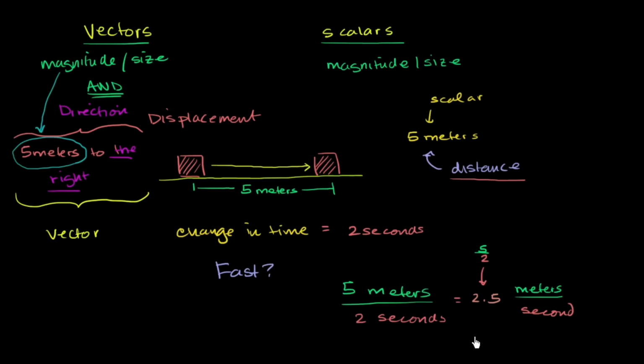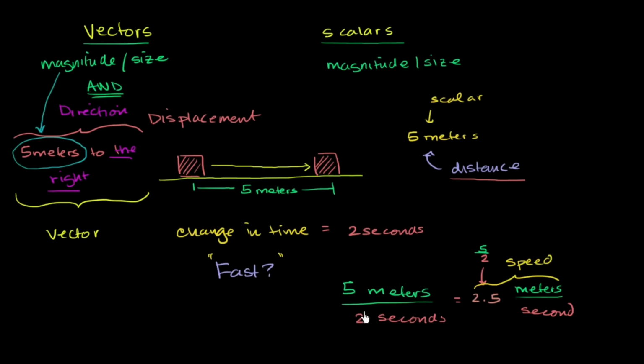So my question to you, this 2.5 meters per second tells you how far it traveled in a certain amount of time. Is this a vector or a scalar quantity? It is telling you how fast it went, but is it giving you just a size, or is it also giving you direction? Well, I don't see any direction here. So this is a scalar quantity. And the scalar quantity for how fast something is going is speed. So we could say that the speed of the brick is 2.5 meters per second.